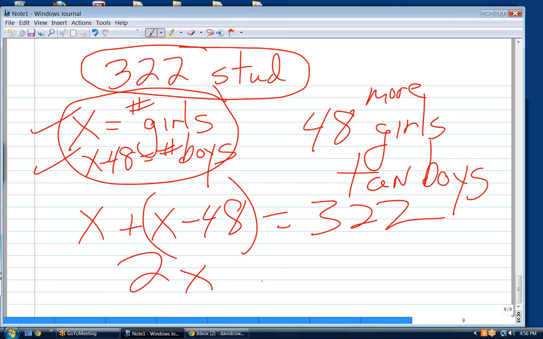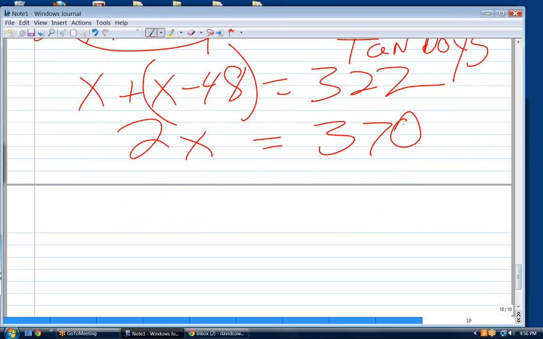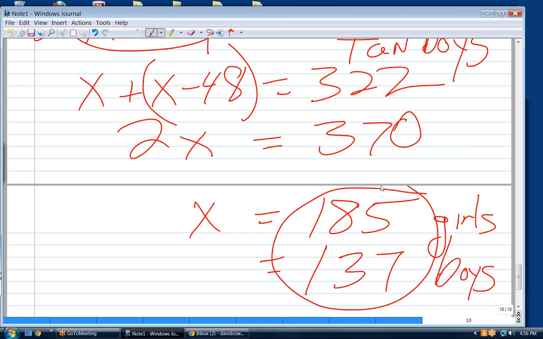That becomes 2x equals 370, right? Mm-hmm. By adding 48 to both sides. So x equals 185. And remember, x is the number of girls. So there's 185 girls. We were told there were 48 fewer boys, so there must be 137 boys. Does that total 322? Yep. That's our answer. Fits both conditions.